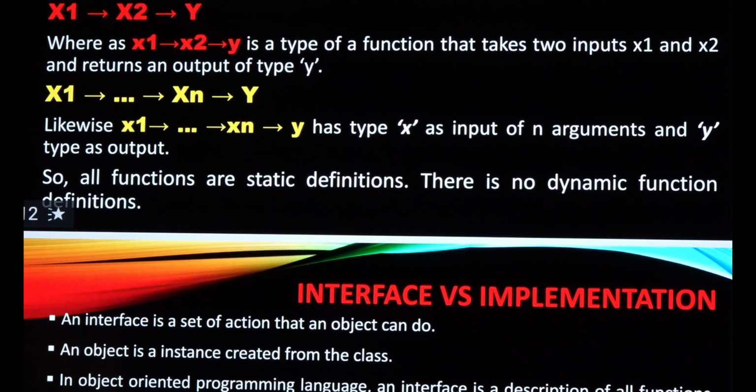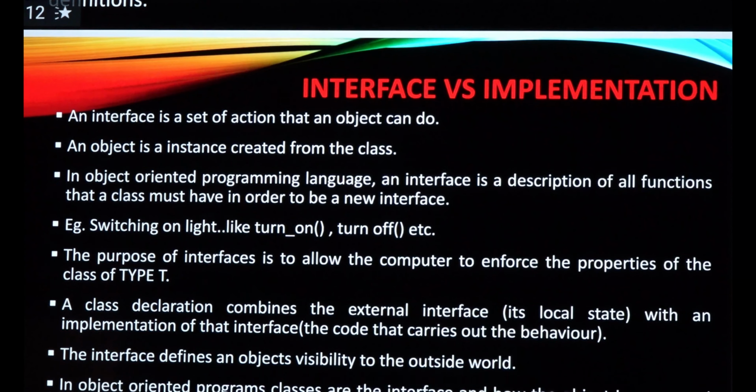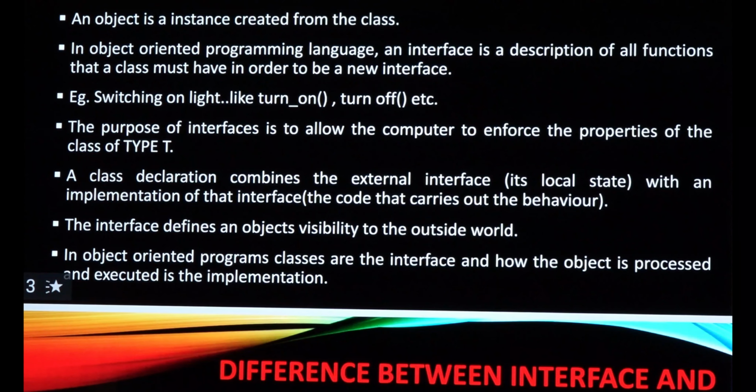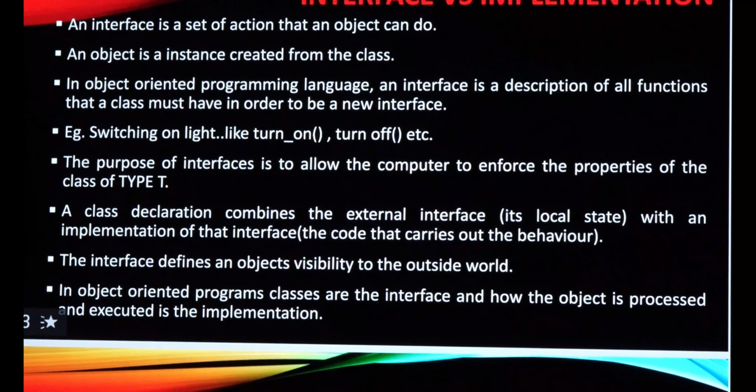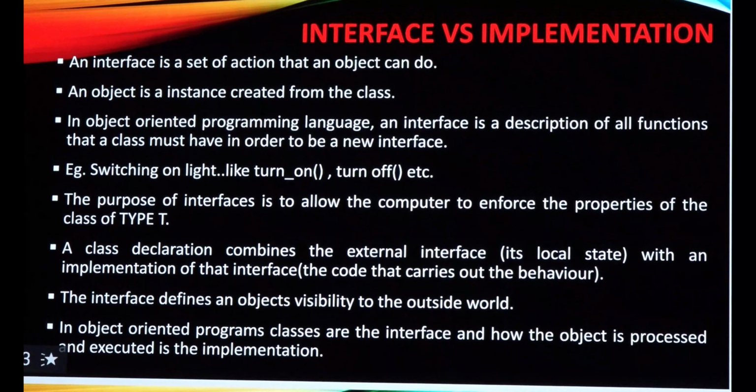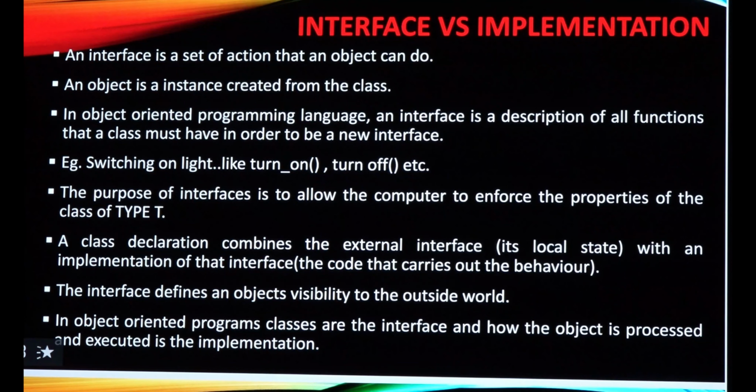Now the interface: the view of the implementation. An interface is a set of actions that an object can do. An object is an instance created from the class. In object-oriented programming languages, an interface is a description of all functions that a class must have in order to be a new interface. Example: switching on a light, like turn on or turn off.